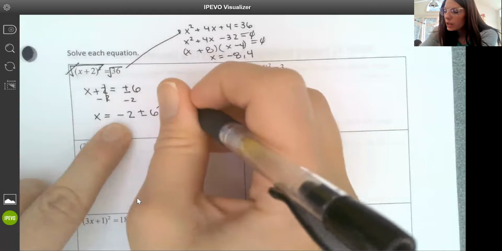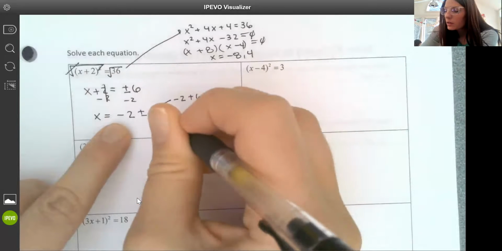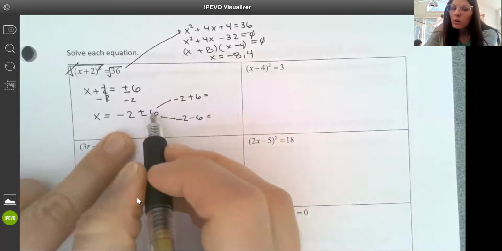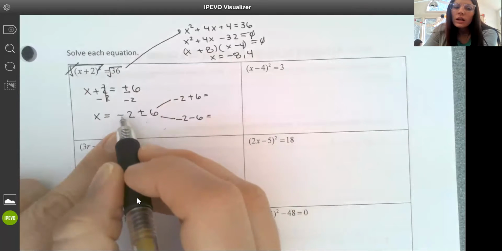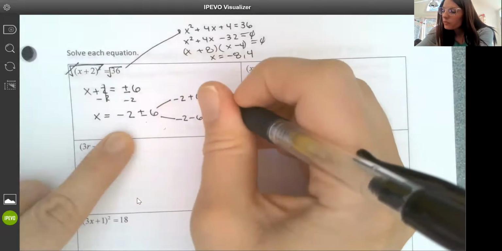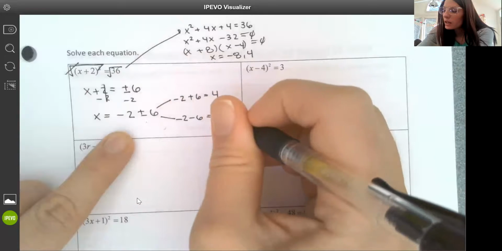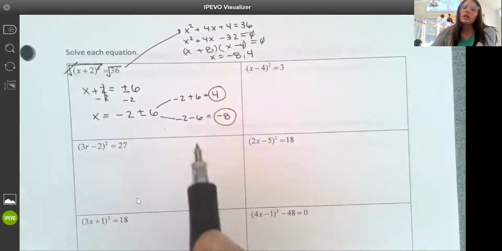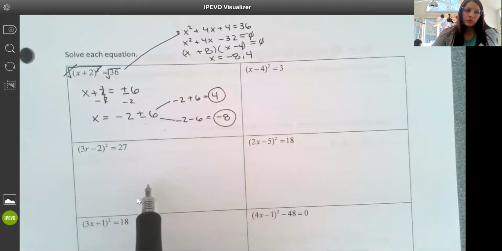One solution comes from doing -2 plus 6. And I have -2 minus 6. So it could be positive or -6 here. -2 plus 6 gives me 4. -2 minus 6 gives me -8. Same answers as solving by factoring, different way of getting there.